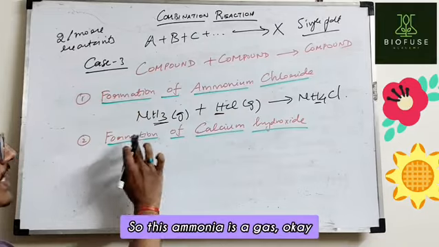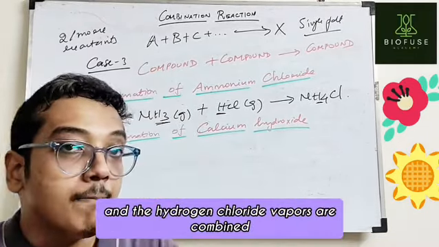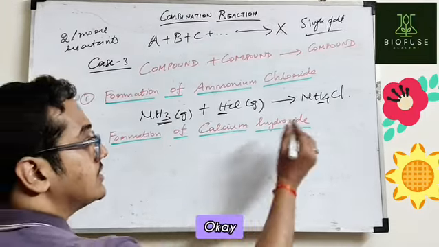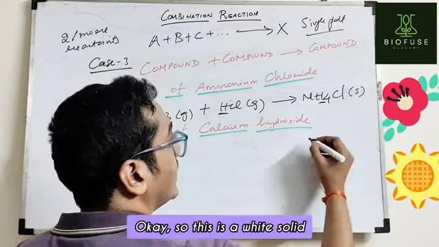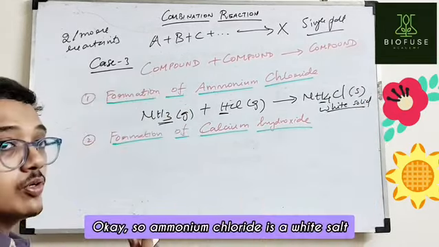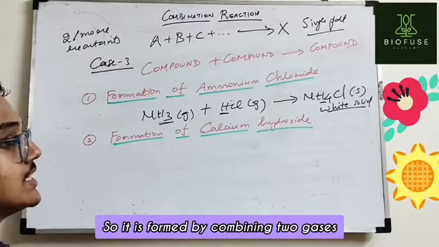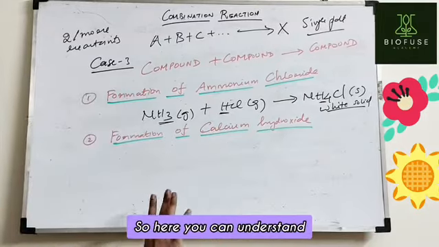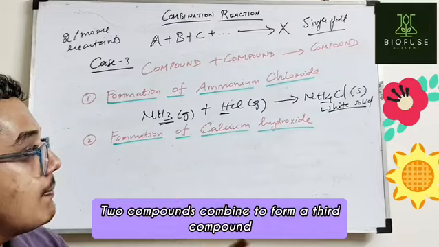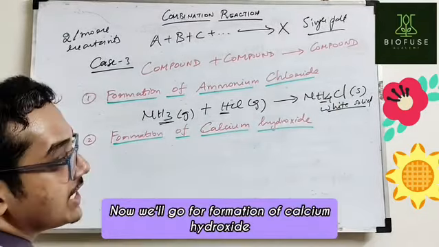So this ammonia is a gas. The ammonia vapors and the hydrogen chloride vapors are combined in a closed environment to form NH4Cl. This is a solid, a white solid. So ammonium chloride is a white salt, formed by combining two gases. Here you can understand that ammonia is a compound, HCl is a compound, and two compounds combine to form a third compound. Clear? Now we will go for formation of calcium hydroxide.